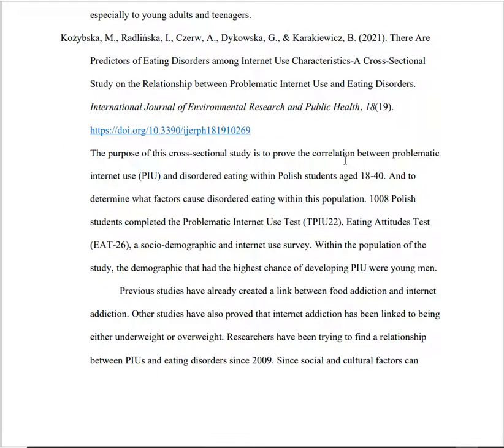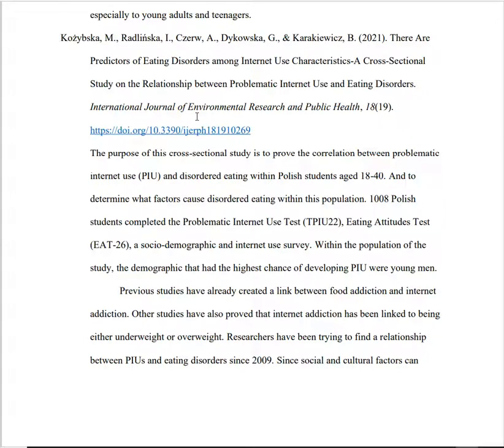We have this next citation here with the last name, the individuals involved, and the authors of the study. Again, the year presented there. And then the title, Predictors of Eating Disorders Among Internet Use Characteristics, a cross-sectional study on the relationship between problematic internet use and eating disorders. And this is from the International Journal of Environmental Research and Public Health.